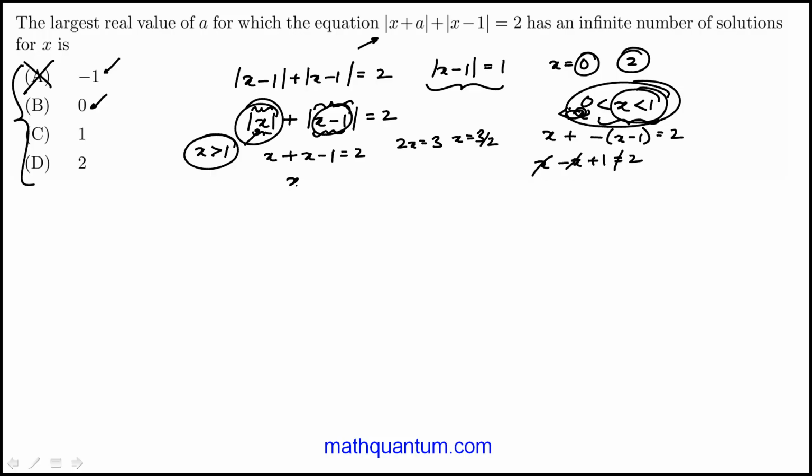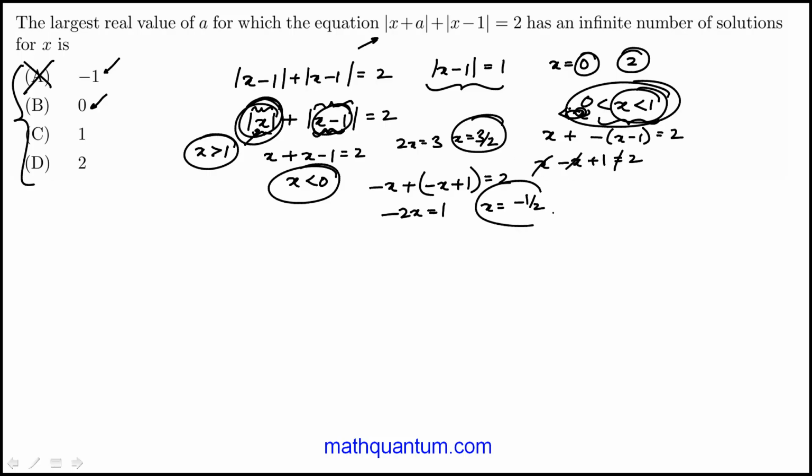And we continue with x less than 0, the third region in the number line. And this becomes minus x. And x minus 1 will also be negative. So that becomes minus x plus 1. So it's parentheses here. So that becomes minus 2x is 1. So x is minus half. So you have a total of two solutions, I should say. And so that one is also out.